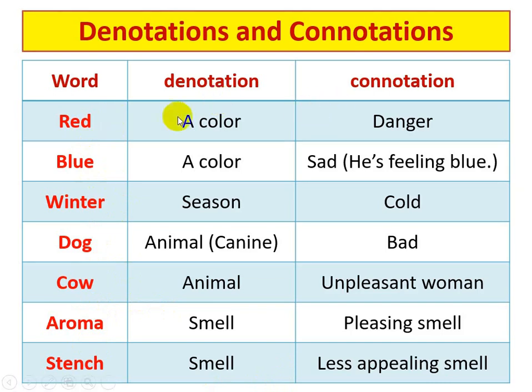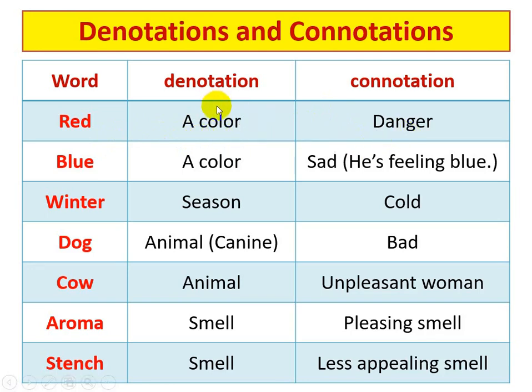For example, when we say red, the primary meaning is the red color. But what about the secondary meaning or the associated meaning or the implied meaning? We usually use the red color to indicate danger. So when you see the red color, you may associate the meaning or the concept of danger.